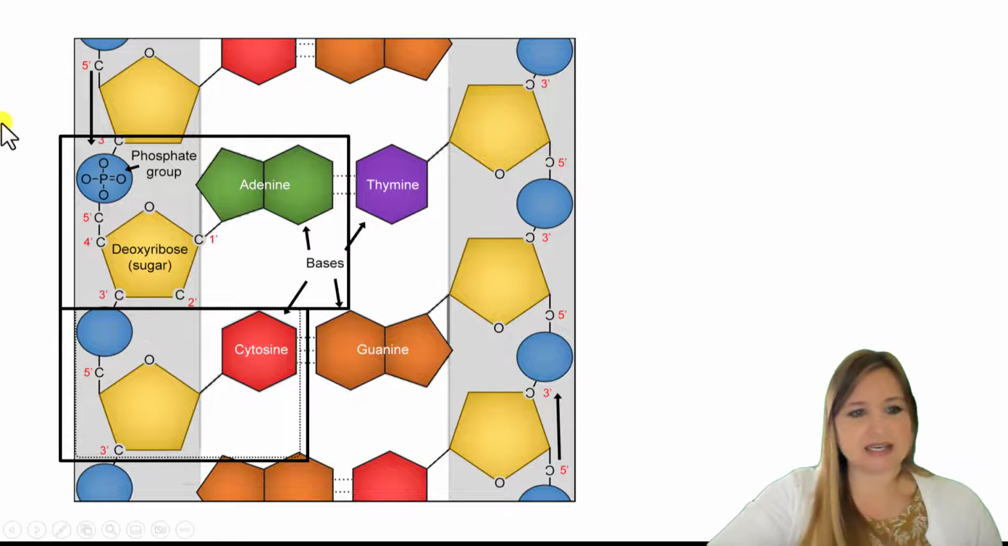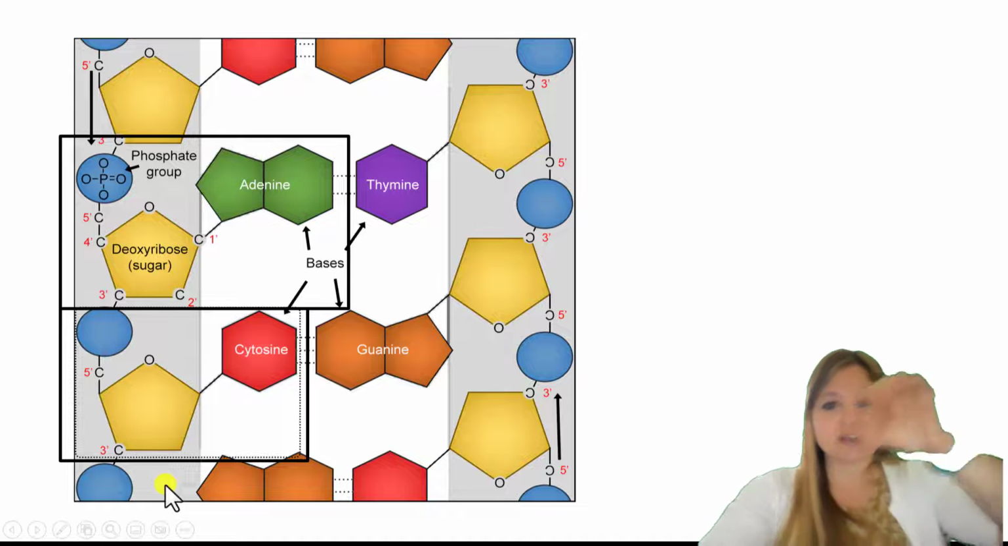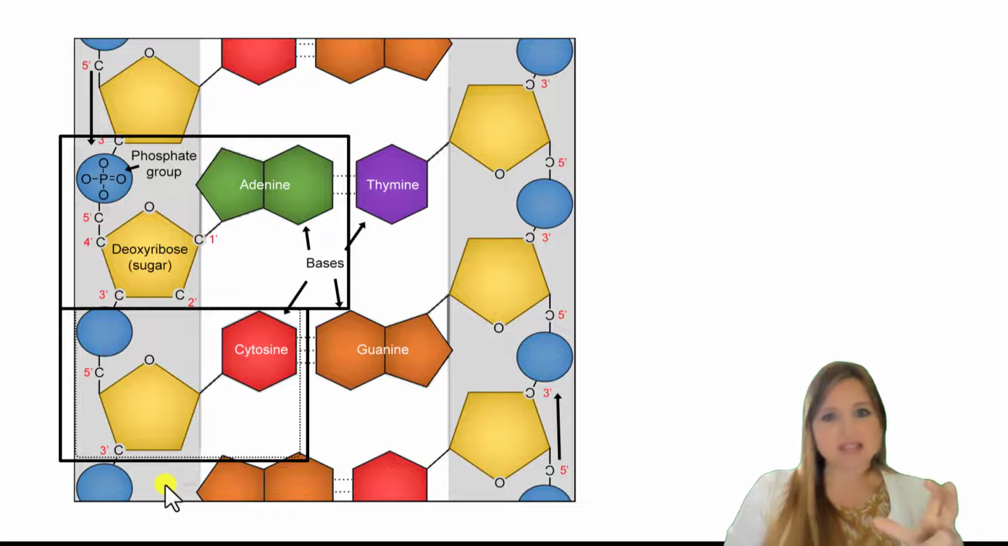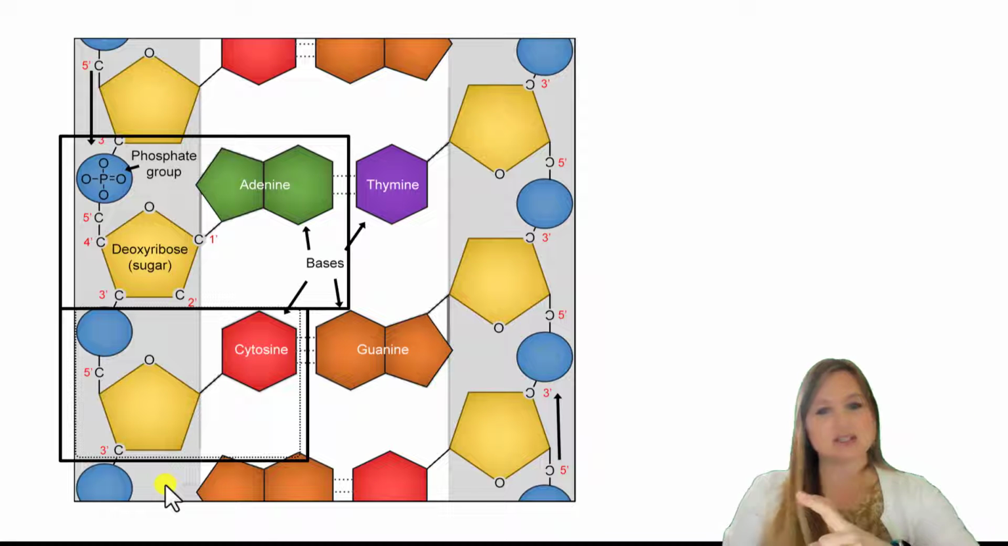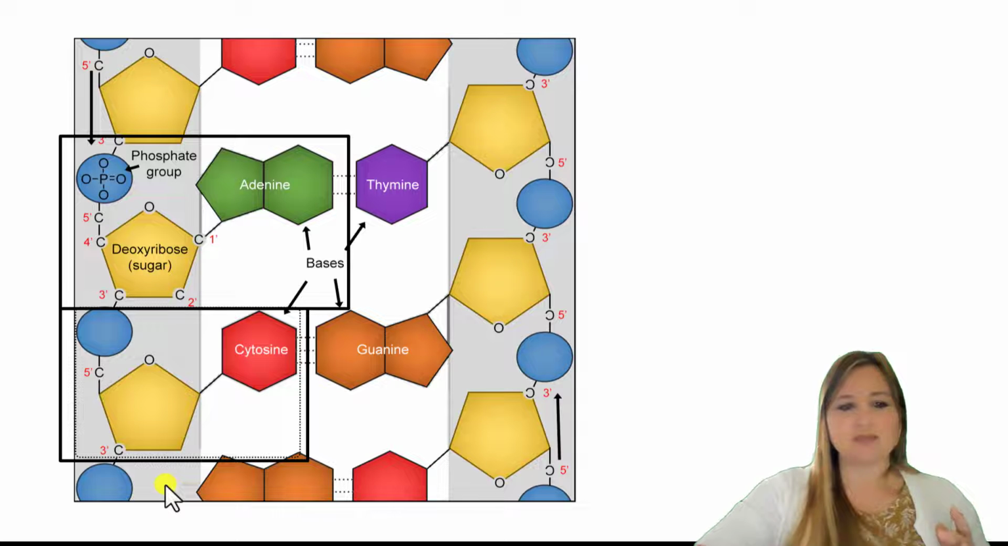Here's the next nucleotide, right? So in the first nucleotide, we have phosphate group, sugar. And then the next nucleotide comes, phosphate group, sugar. And we go on from there, phosphate group, sugar, phosphate group, sugar. So the phosphate group and the sugar of each nucleotide get bonded to the next phosphate group and sugar of the next nucleotide. And that forms our sugar phosphate backbone.